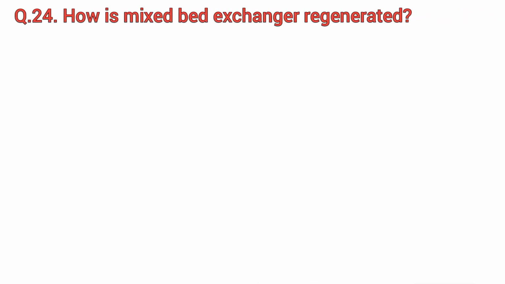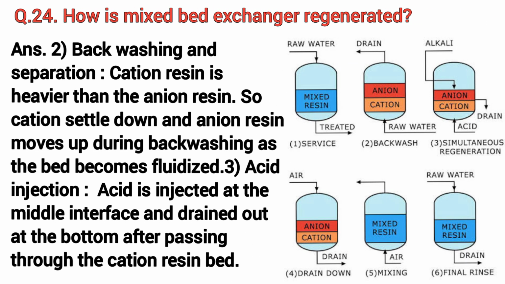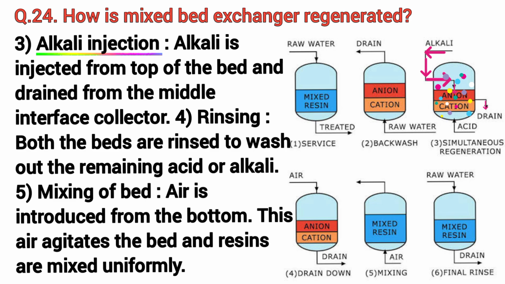How is a mixed bed exchanger regenerated? Backwashing and separation. Cation resin is heavier than the anion resin, so cation settles down and anion resin moves up during backwashing as the bed becomes fluidized. Acid injection. Acid is injected at the middle interface and drained out at the bottom after passing through the cation resin bed. Alkali injection. Alkali is injected from the top of the bed and drained from the middle interface collector. Rinsing. Both the beds are rinsed to wash out the remaining acid or alkali.